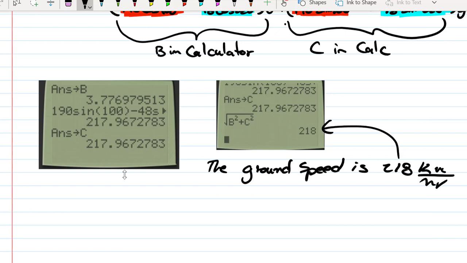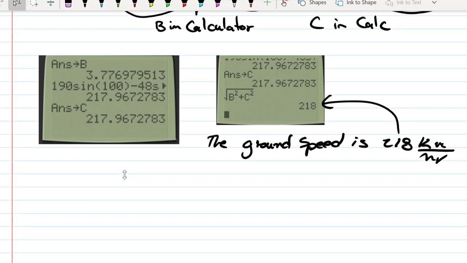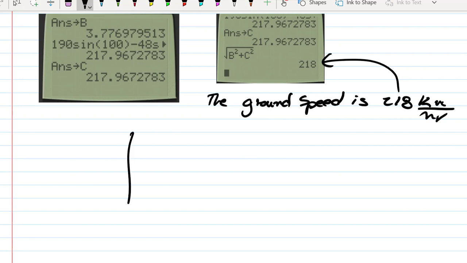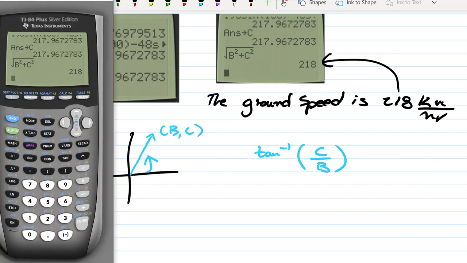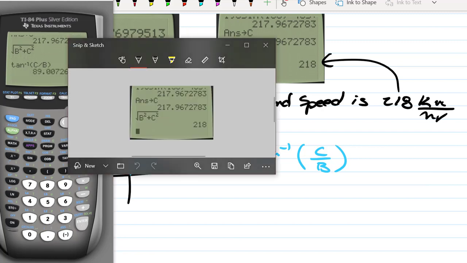And then the direction that it's going in is going to be the direction of this vector. So we have B and we have C, so we have our resulting vector, whatever it is. If we were to draw a quick sketch, it's going to have i and j components B and C. If we want the angle, we're going to need to do the inverse tangent. So the inverse tangent in this case is going to be C over B on our calculator. Inverse tangent of C divided by B, and we get 89 degrees.